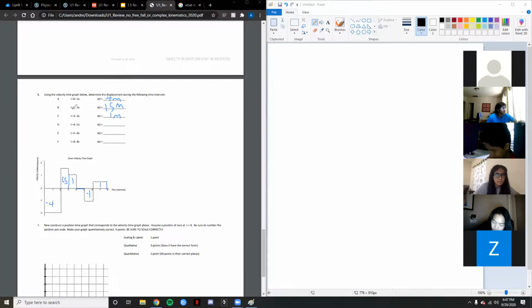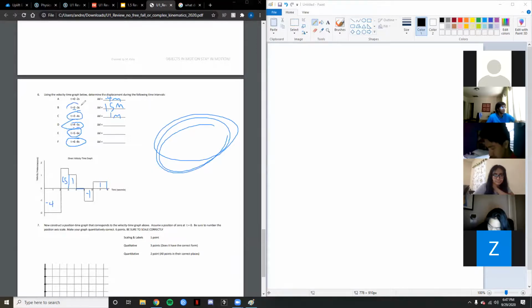No, it's asking from 2 seconds to 3 seconds, 3 seconds to 4 seconds, 4 seconds to 5 seconds. It's not asking for the total, just the displacement during that time frame. I was solving for total. Yeah, Zach, if we were solving for total, we would do -4, and then plus this, plus this, plus this, plus this. You had that correct, but we're looking for the time frame.